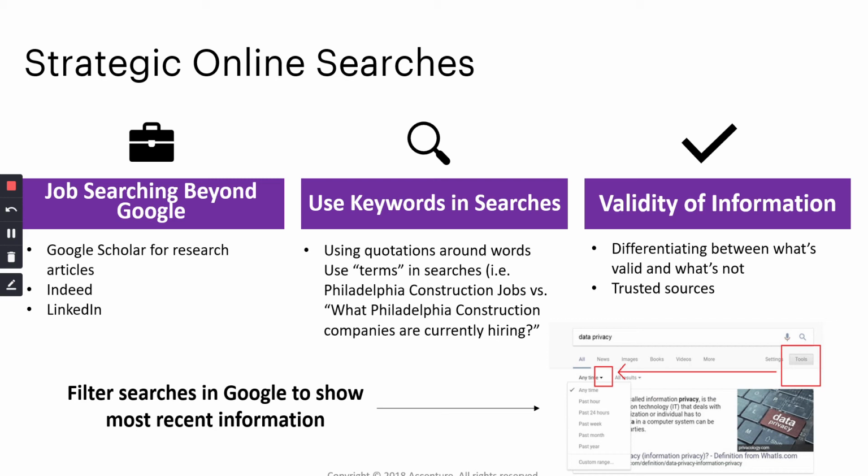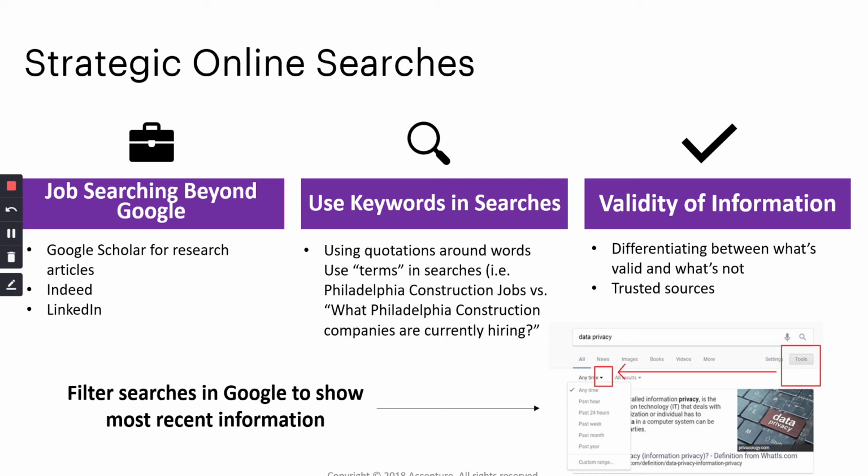When you are doing searches, if you are within Google, it's great to be able to narrow down that search by using quotation marks. So when you're searching, you can put quotation marks around a word, and that search will then generate results only with that word in it. And then also narrowing down your search.